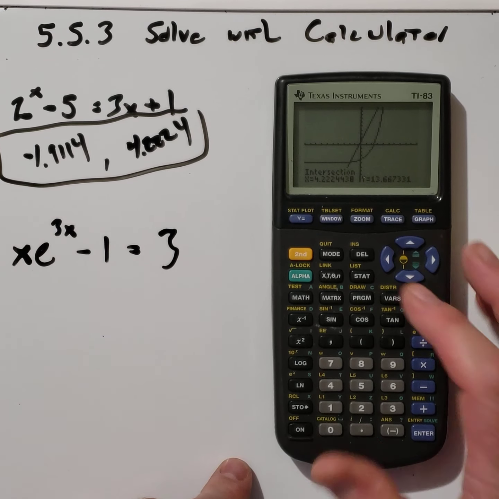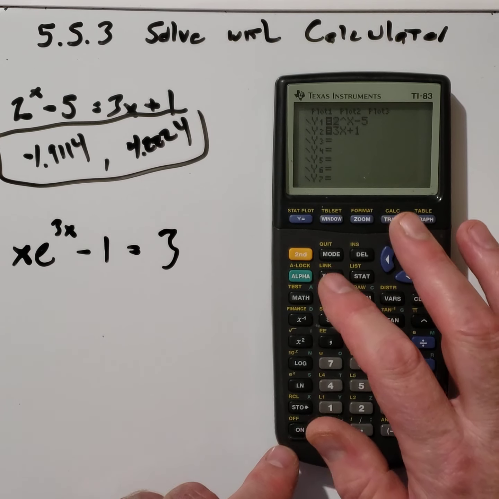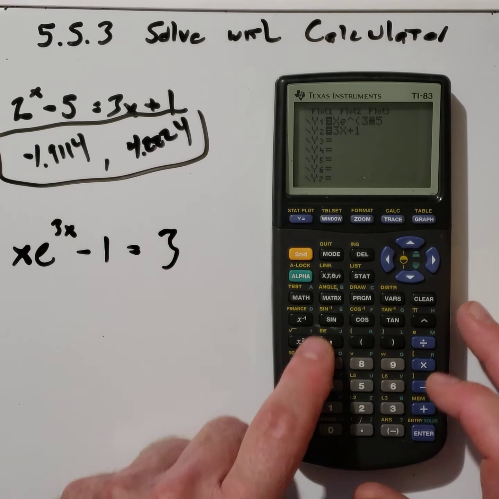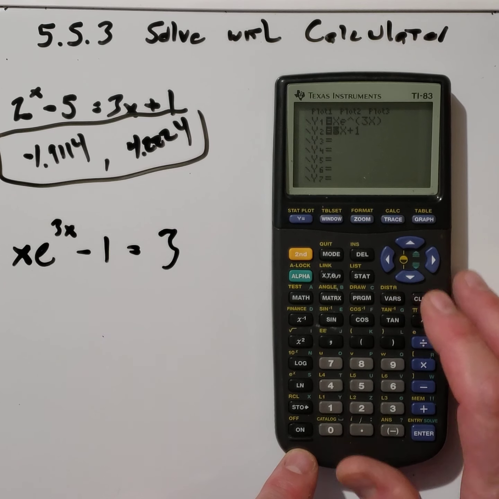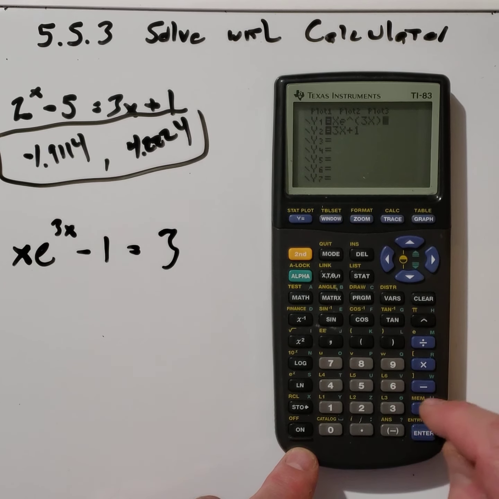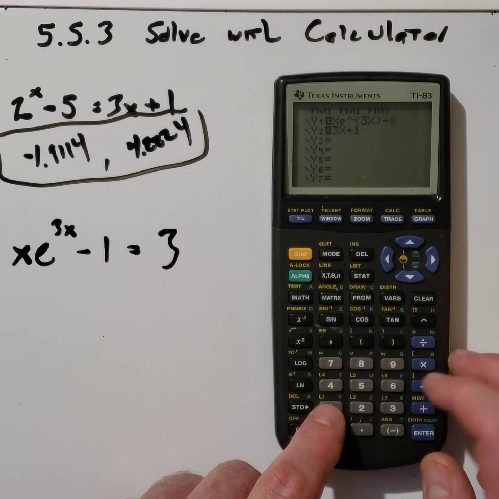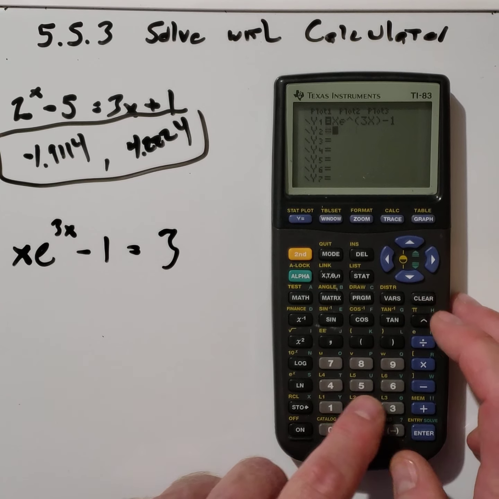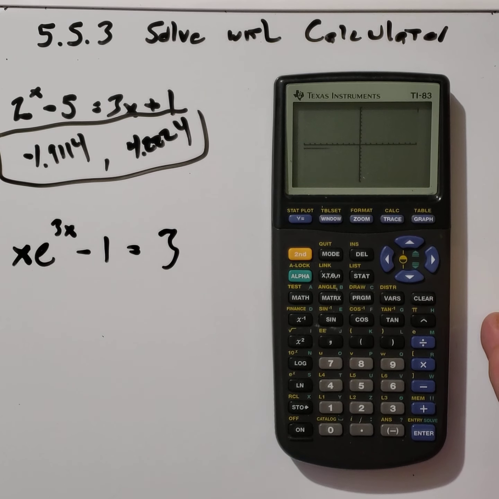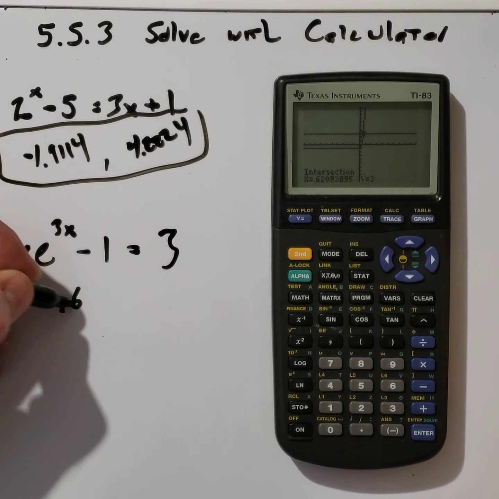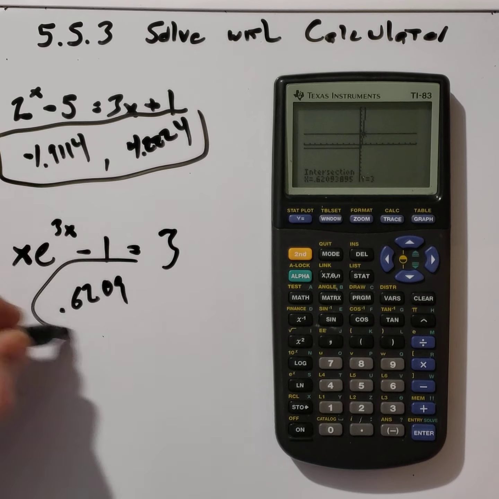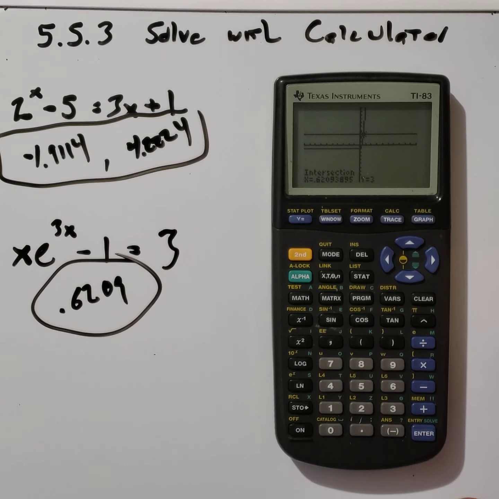Take a look at this one. I think this is the one where we run into a bit of a snag. We have x times e to the 3x, close parentheses, minus 1. And then for the other one, we just have 3. This one will only have one intersection point, and we find it the same way. Second Calc 5, enter, enter, enter. Nope, no snags this time. We get 0.6209. All right, like I said, very easy.